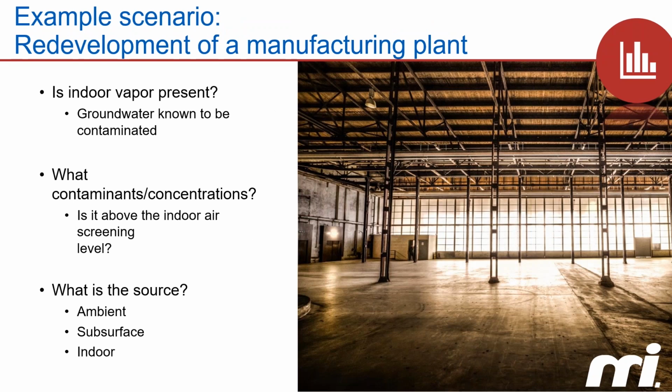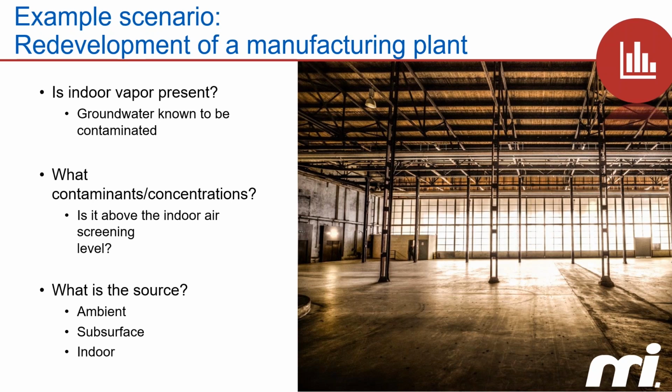So now that we've gone through some of those examples of what the data would look like under certain situations, I'm going to run you through an example scenario of a redevelopment of a manufacturing plant. So this is kind of a brownfield remediation site. A few things to note up front. Is indoor vapor present? Of course it is, otherwise I wouldn't show you this case study. And then the question is, what contaminants and what are their concentrations looking like? Is it an issue in the indoor air? If so, how can we compare that to other sources?